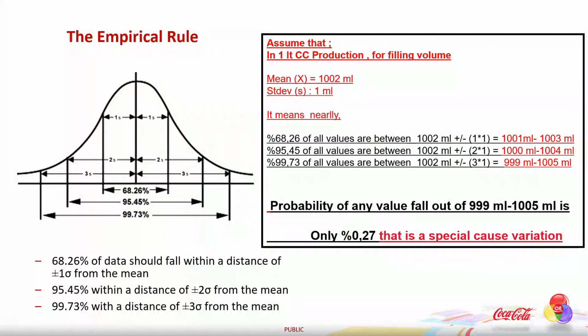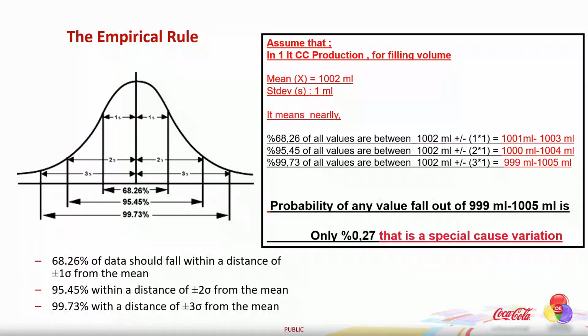Similarly, 95.45% of the data will be between 1002 ml plus minus 2, meaning it will be in the range of 1000 ml and 1004 ml. Now moving forward, 99.73% of the data will be between 1002 plus minus 3 ml, meaning the data between 999 ml and 1005 ml will be 99.73% of the complete filling volumes.